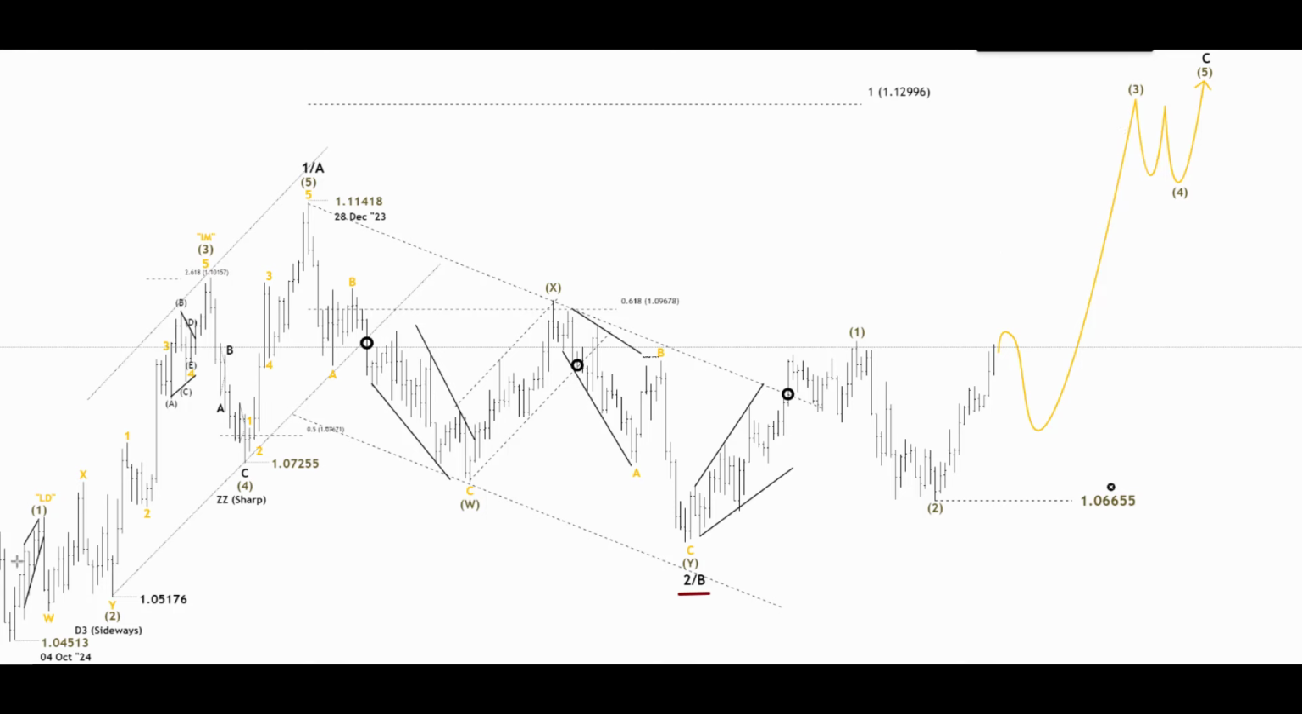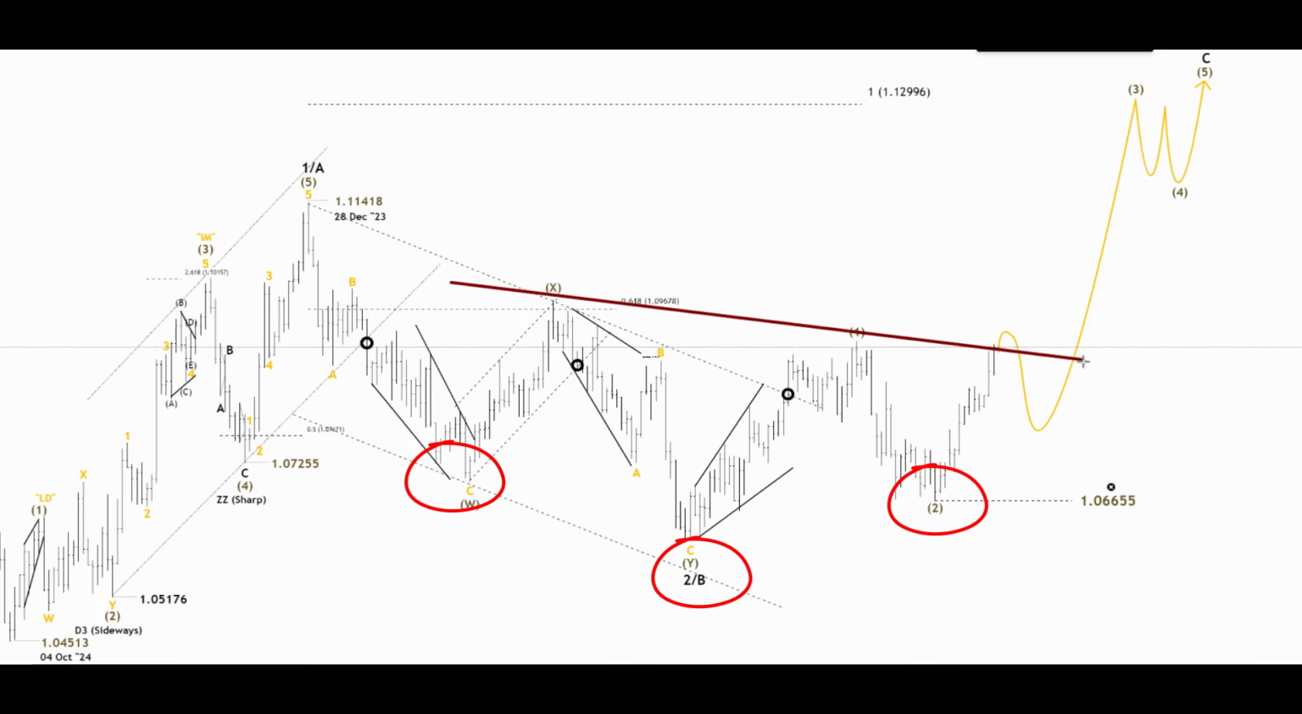to the upside. Whether we consider this as a wave D and this is E, or this is 1 or A and this is 2 or B, according to this scenario, we can expect a bullish movement to the upside as long as the price is still above 1.06655.